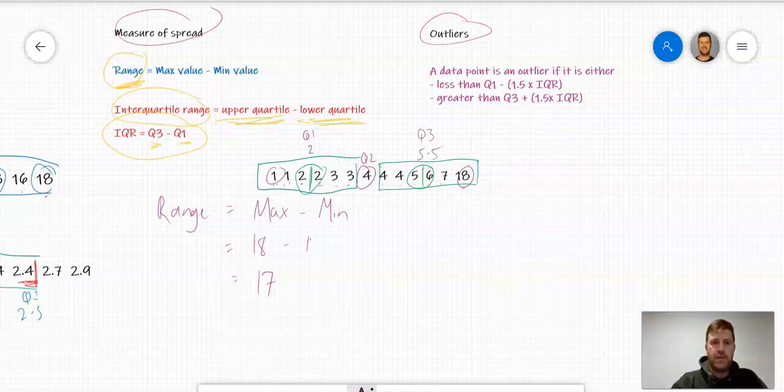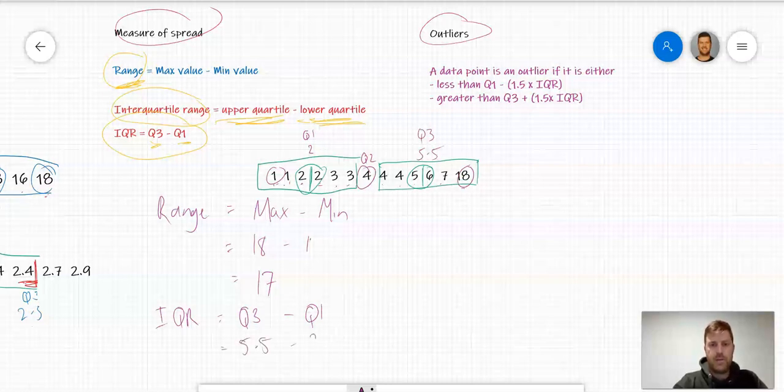The interquartile range, let's do that down here. So IQR is equal to Q3 minus Q1. For this example, Q3 is 5.5 and Q1 is 2. So my interquartile range is 3.5.